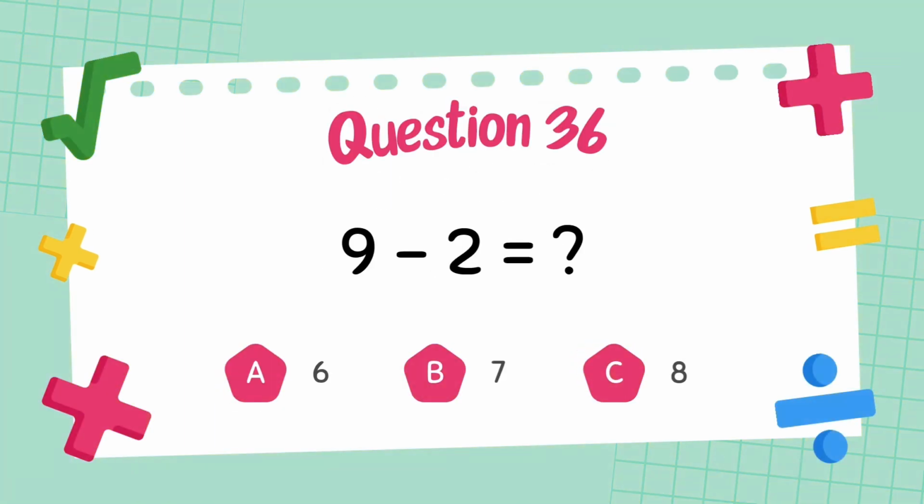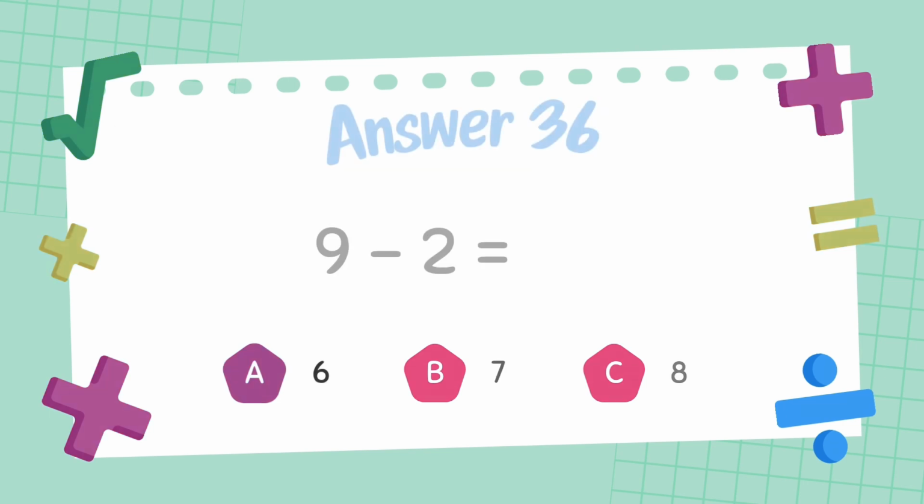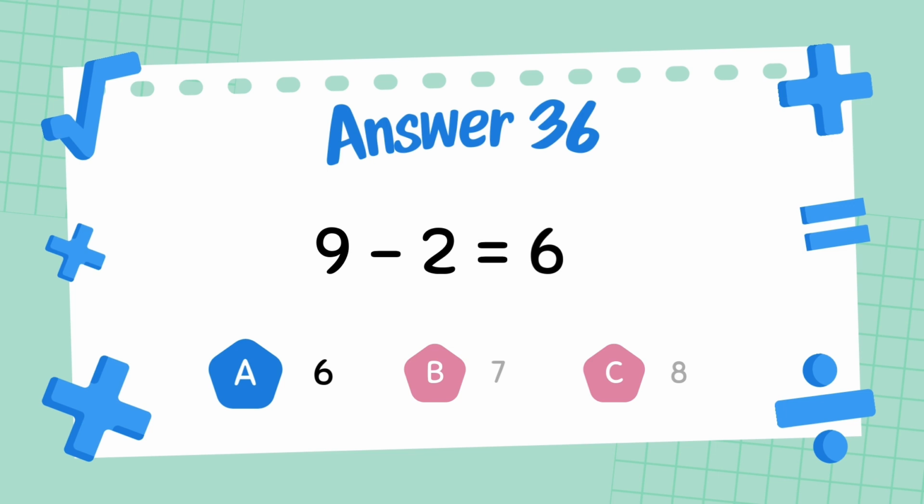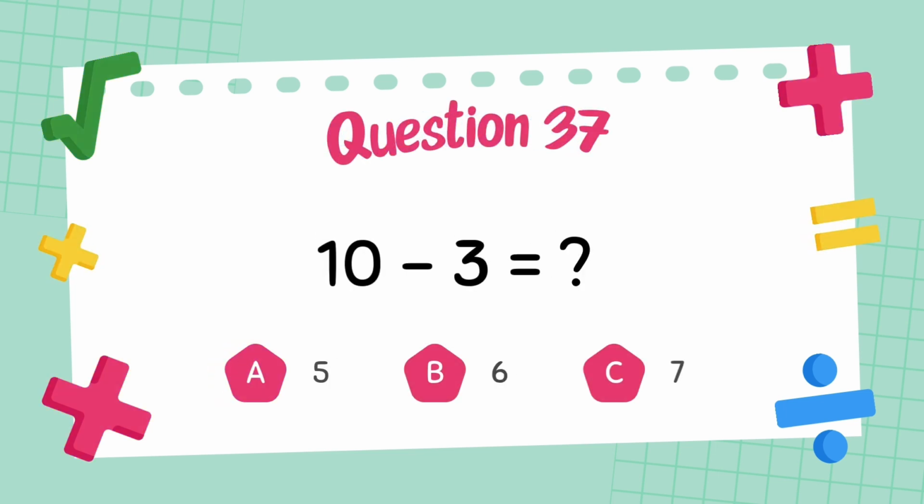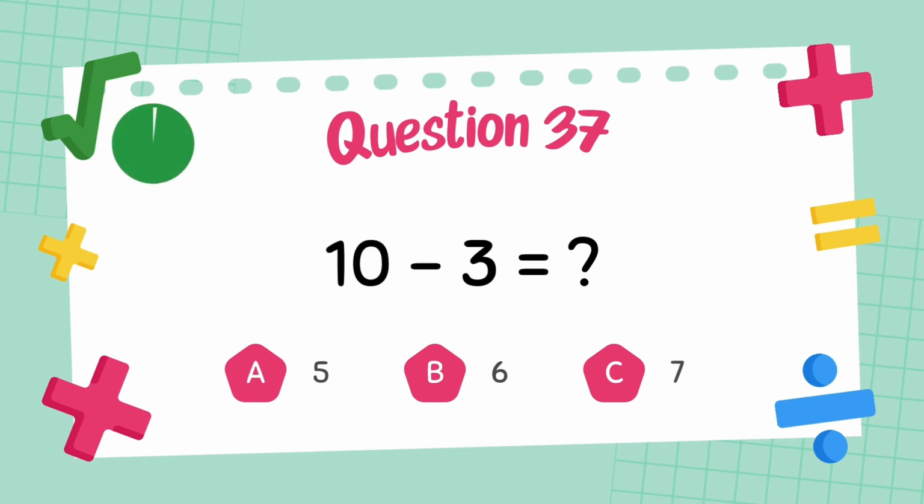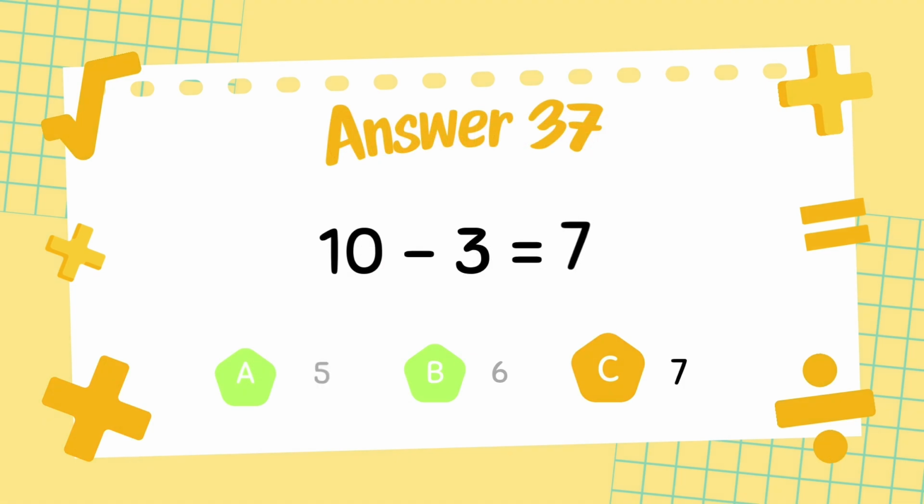What is 9 minus 2? The answer is 7. What is 10 minus 3? The answer is 7.